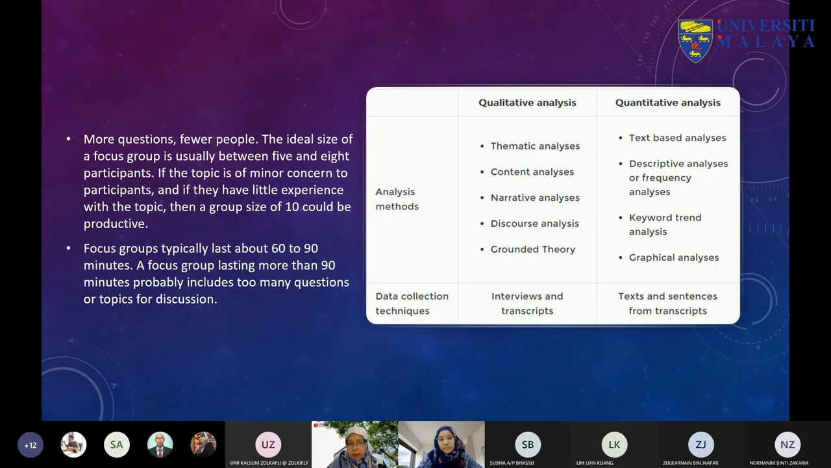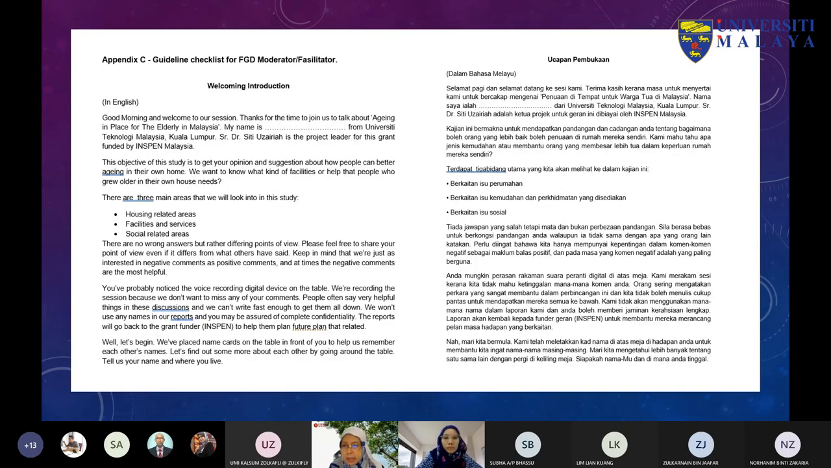More questions, fewer people. For focus group, fewer people. Usually, it's not more than 10 in one table or one group discussion. If you have a research grant, a big grant, you can have many tables, say 5 tables, each table not more than 10. But each table needs to have a facilitator or moderator. You cannot be on the stage and conduct all the people. No, it's not a town hall. It's a workers' group, not a town hall. So each table, each group must have one facilitator or moderator. So this is thematic analysis. This is quantitative, which means quantifying graphical frequency.